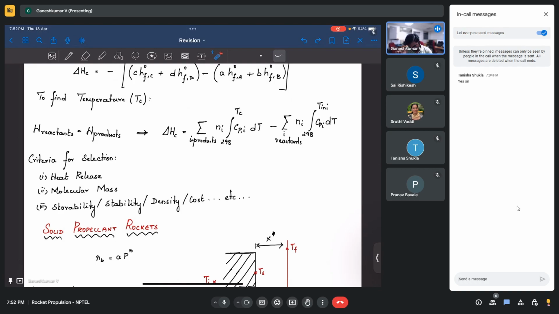So to find the temperature, what we basically have to do is an energy balance. Initially, before combustion, I have certain energy, and after combustion, I have certain energy, and both have to be equal. But that energy is not just formation energy; it also contains the sensible part. So it has some formation enthalpy, and then some sensible enthalpy. The formation enthalpy of reactants would be higher, and the sensible enthalpy of reactants would be lower.